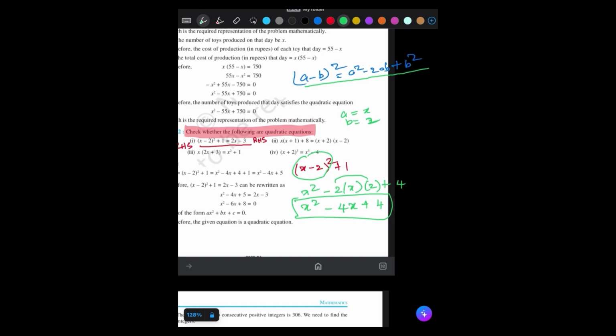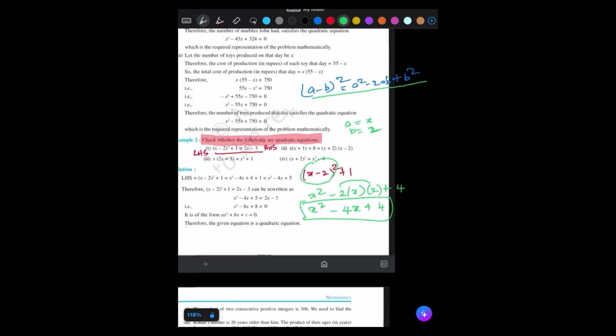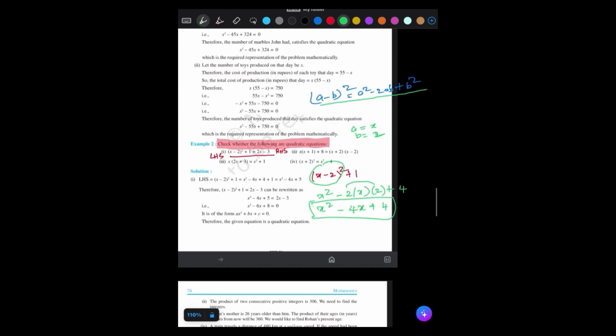This is the expansion of this particular term. Then what we have? We have plus 1, right, which means x squared minus 4x plus, this 4 and 1 get added, then plus 5. That is what they have written here, right? So let's dive into the next step.